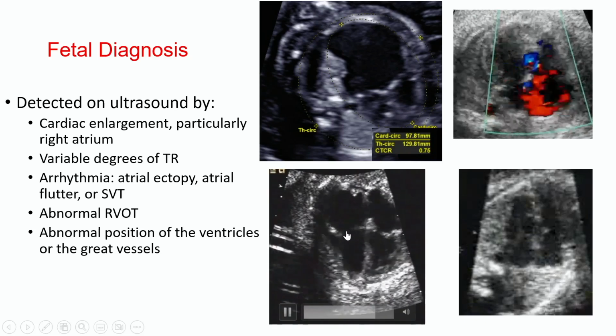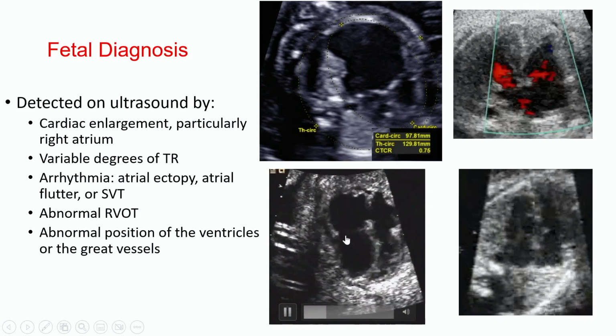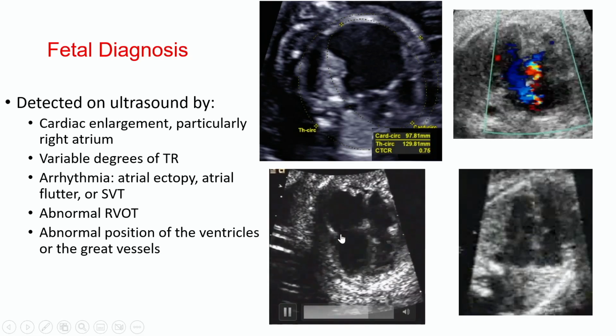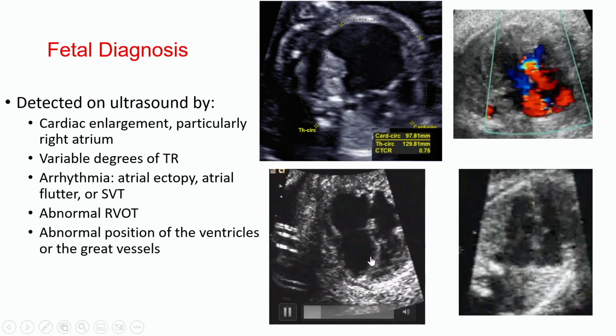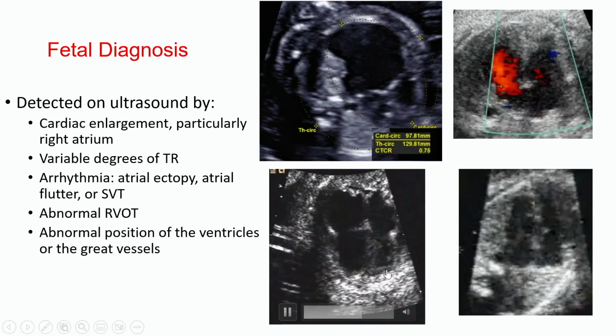This is a fetus with Ebstein's anomaly. This is the AV valve ring, but this isn't where the valve is. You can see the valve is plastered way down here by the septum.